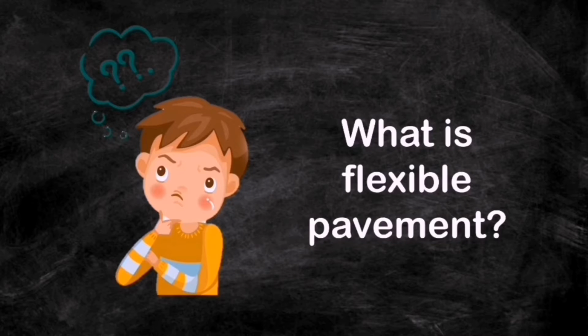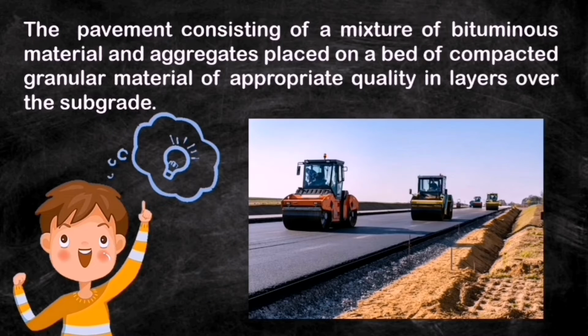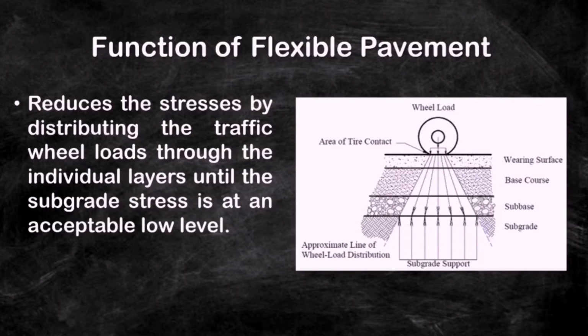What is flexible pavement? Flexible pavement is defined as the pavement consisting of a mixture of bituminous material and aggregates placed on a bed of compacted granular material of appropriate quality in layers over the subgrade. The flexible pavement reduces the stress by distributing the traffic wheel loads through the individual layers until the subgrade stress is at an acceptable low level.